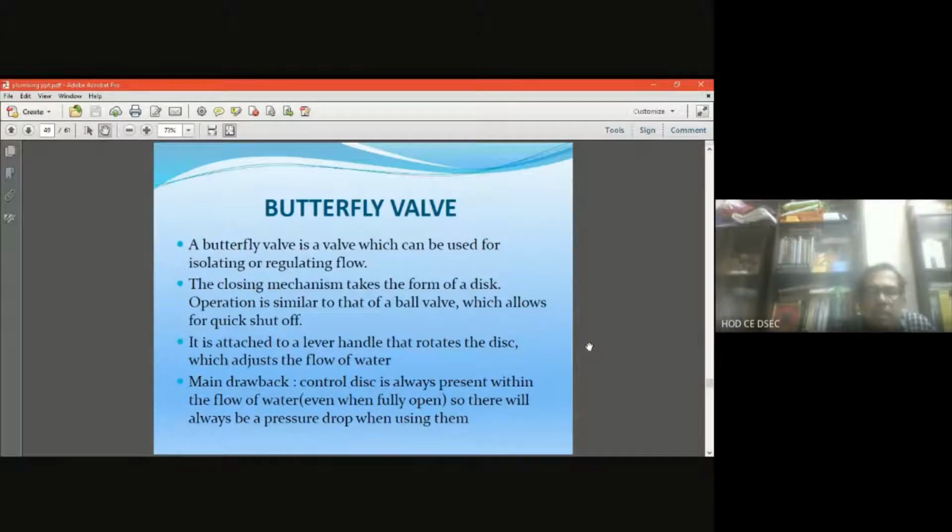Now, the main drawback is the control disc is always present within the flow of water, even when fully open. So there will always be a pressure drop when using them. That is the main disadvantage.